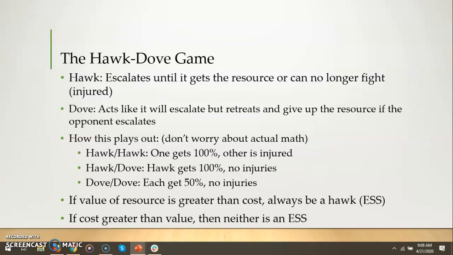If you don't win, then even if you're not injured, the cost could very well be a problem. So you want to make sure that what you're fighting for is worth the cost. If it's worth the cost, you're probably going to fight and fight to the death. If it's not worth the cost, you're much more likely to just back off and either give up on it or hope that your opponent is a dove.